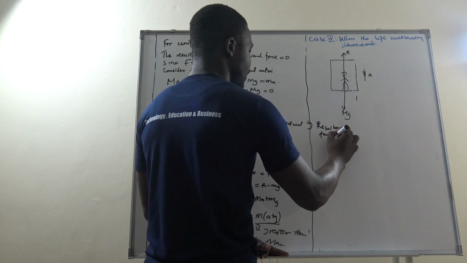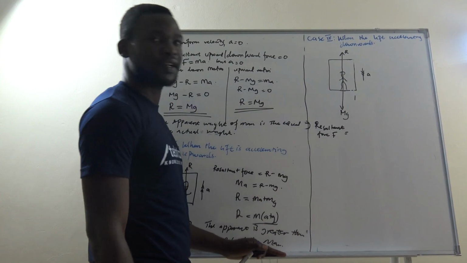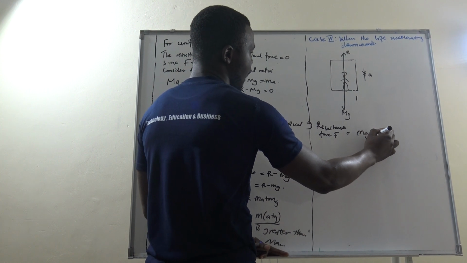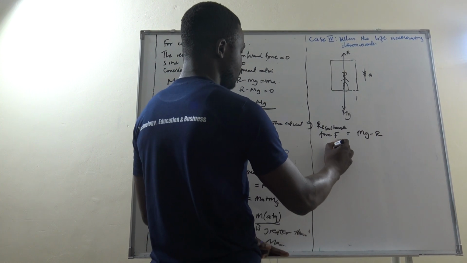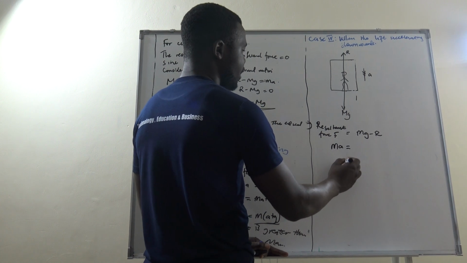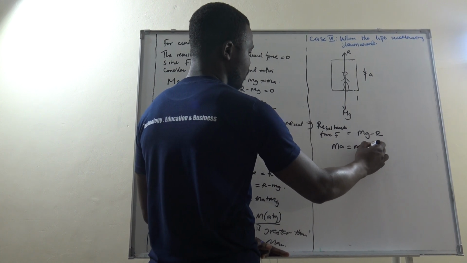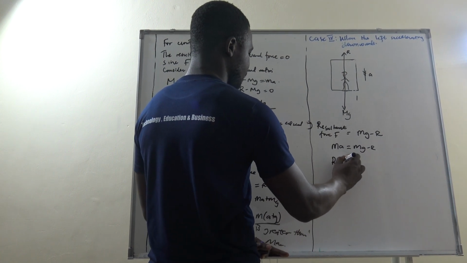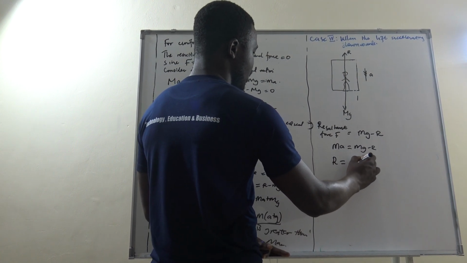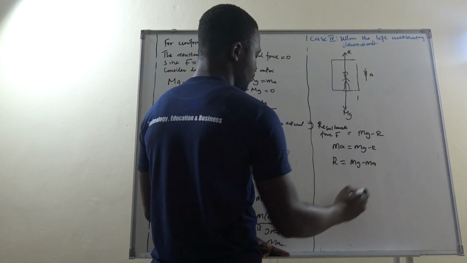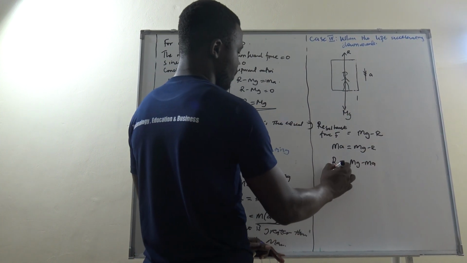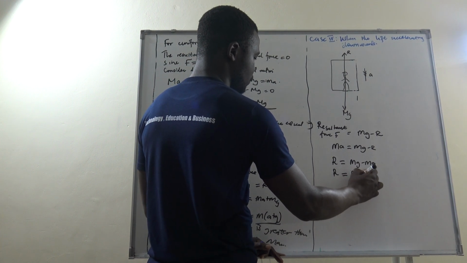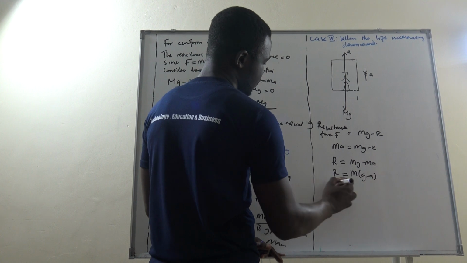Now, like I told you, the resultant force F is equal to the force that is pulling downwards, this is mg, minus R. But we say the resultant force must be equal to ma. Therefore, ma is equal to mg minus R. So if I make R the subject, R is equal to mg minus ma, and therefore my R here is going to be equal to m into g minus a.